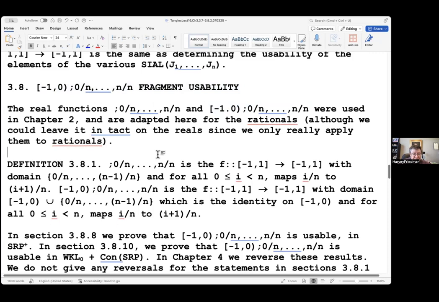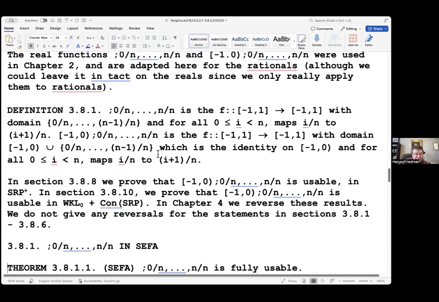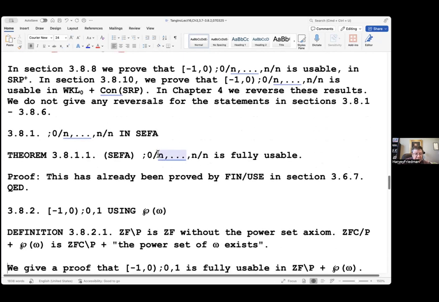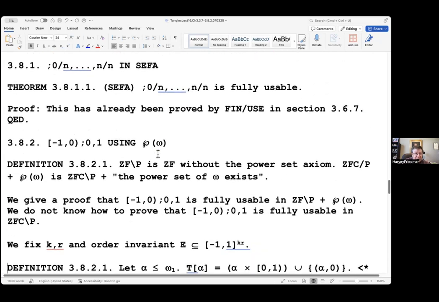Okay, so this just reviews the definition of this. All right. So the very first start is the finite case when we don't have an interval. But this is done completely in section 3.6, on the finite usability. And so we proved that this is fully usable, with no set theory involved.